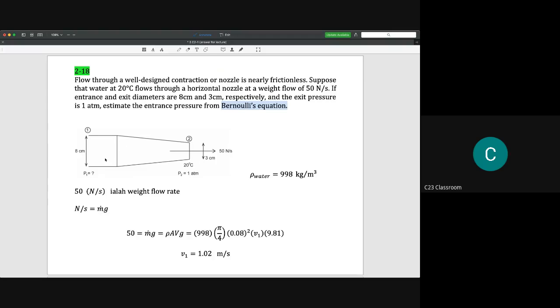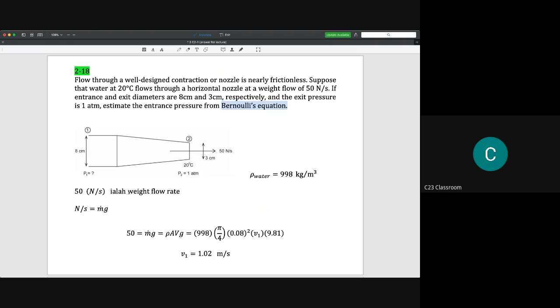Okay, let's say we have a nozzle here. So this is point 1 and this is point 2. We need to calculate the pressure at the inlet here, at point 1. Everything is given in this diagram. Let's take the rho of water as 998. First, it gives you 50 Newton per second.